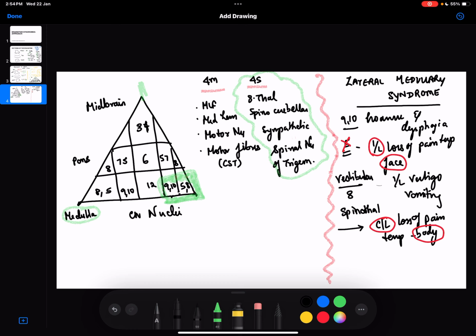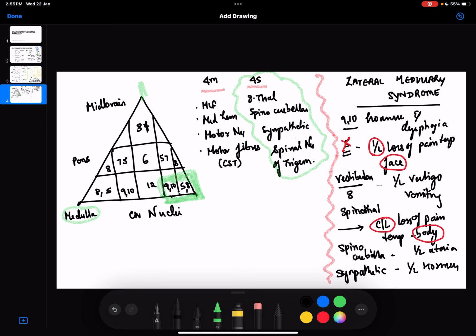What is the next S that can be lost? Because this is a lateral syndrome, only the lateral structures are involved. The next S is the spinocerebellar tract, which can cause ipsilateral ataxia, right? Then last but not the least, we have the involvement of the sympathetic chain, which can cause ipsilateral Horner syndrome. Okay, what about the spinal nucleus of the trigeminal nerve? We have already covered it, right? So this is a very easy way to remember lateral medullary syndrome.